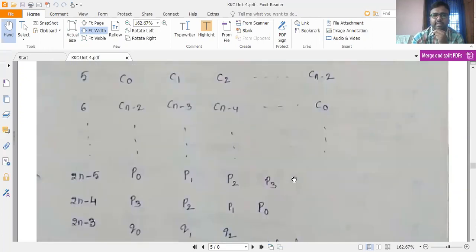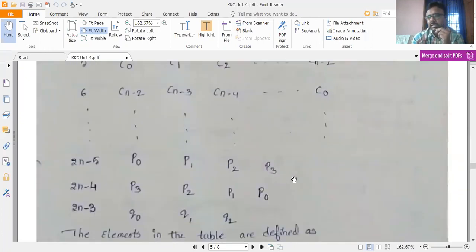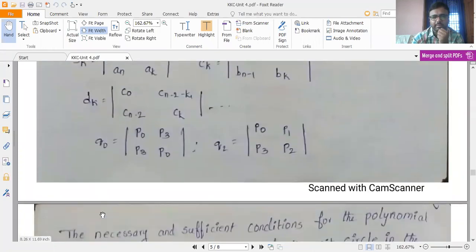So up to how many rows is this particular Jury stability table going to be framed? Up to 2n minus 3, where n is nothing but the order of the equation.